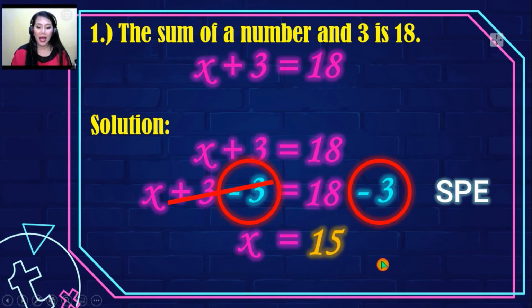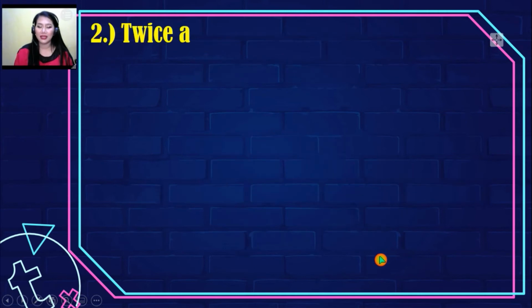So, right away, napakita natin yung proof natin na talagang ang tinatagong numero ni x ay 15. So, the unknown value of that variable x is 15. So, our final answer is 15. Okay? So, next, let's have another example.